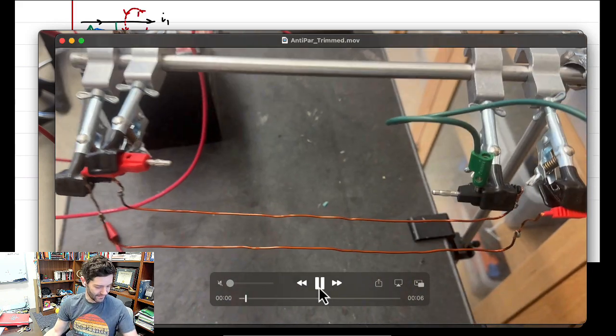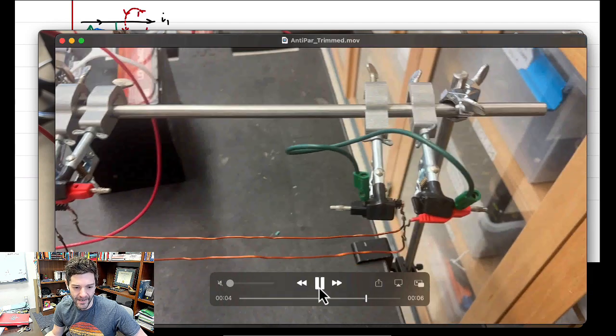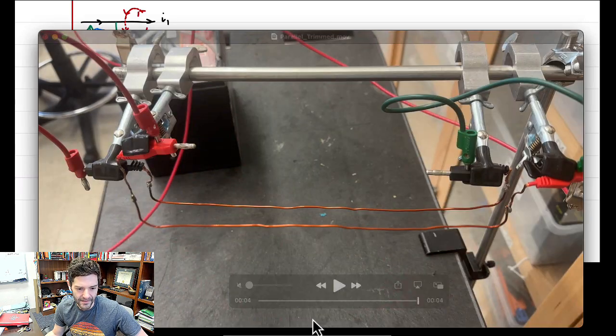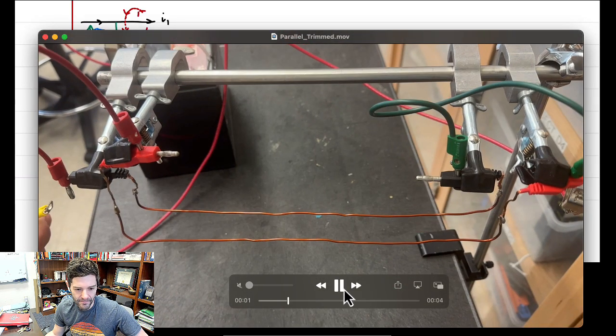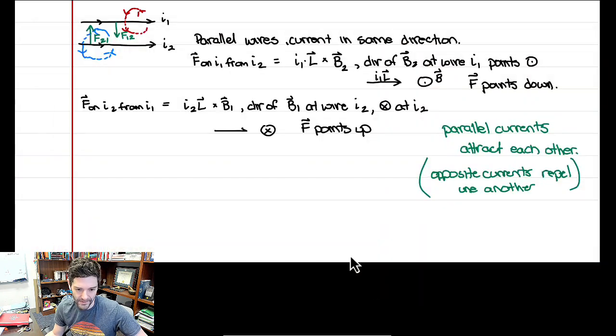All right, maybe I shouldn't do that in class. Yeah, I'll do it in class. All right, so there we have opposite currents repelling. In this case, it was parallel currents in the same direction attract. All right, and we'll work out some of this more math in class.